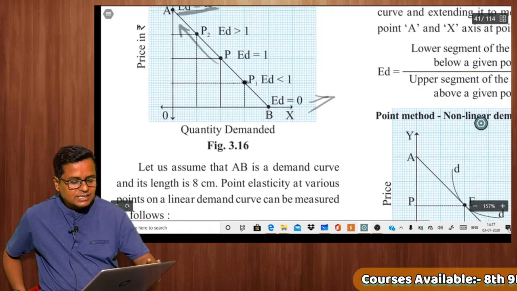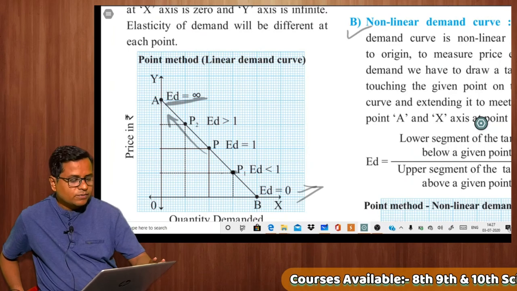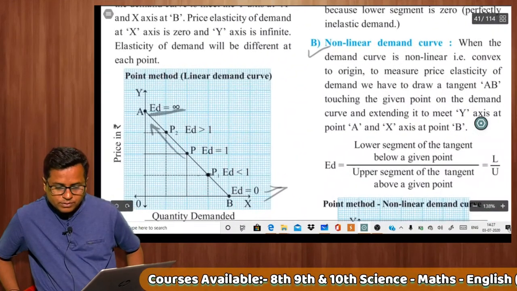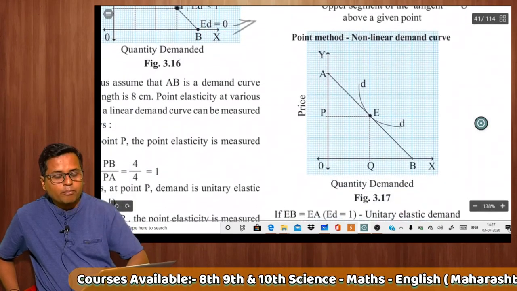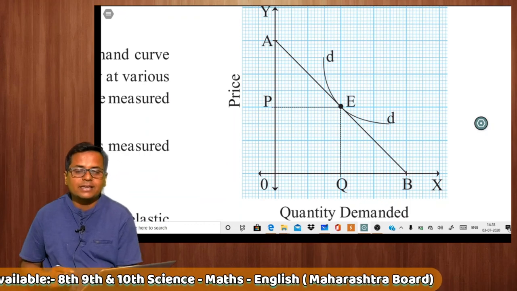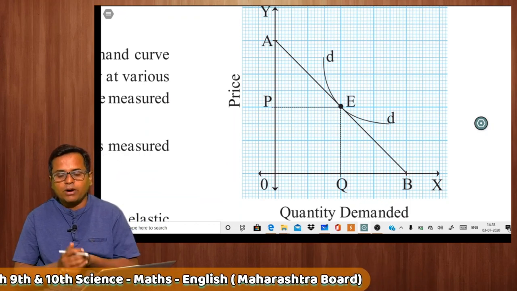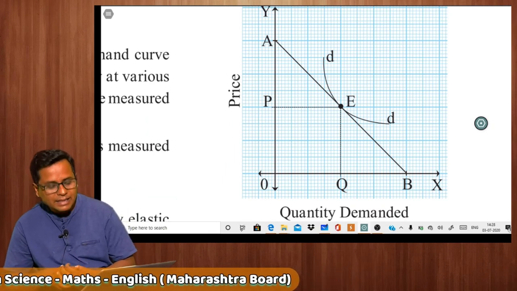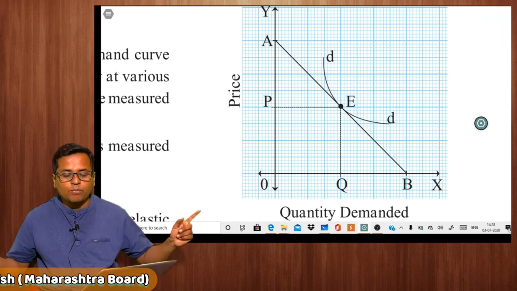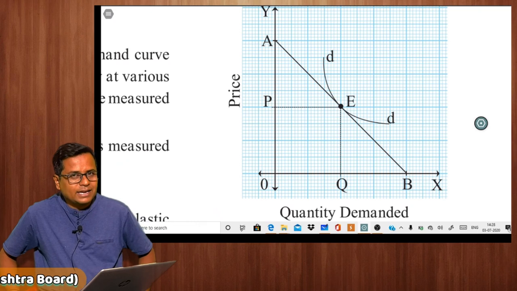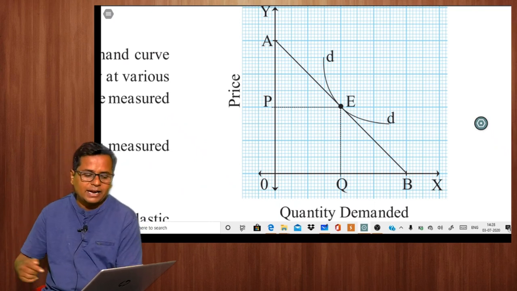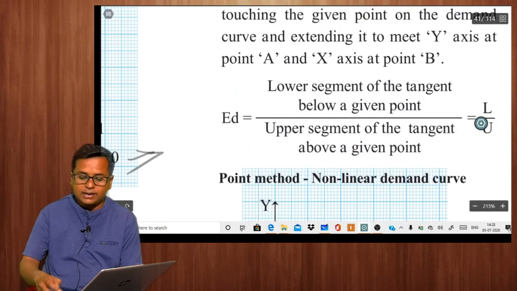Okay, so this is the geometric method or point method which is used for measuring price elasticity of demand on the non-linear demand curve. Now sometimes the demand curve may be non-linear as shown in this graph. See, DD is the non-linear demand curve. On this demand curve, if a point is given to measure the price elasticity of demand, then we will have to draw a tangent which touches the given point and meets both the axes.